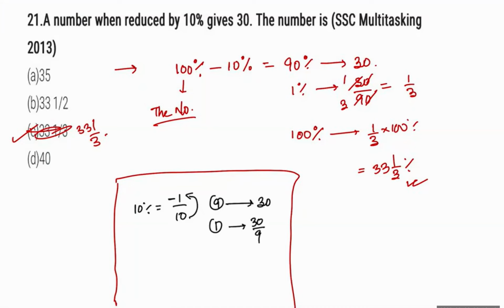So the original number is 10 units. The number is 30 into 10 divided by 9. After the 3 into 30, 3 3 is 9, it becomes 100 by 3, which is 33.33%. This is the fraction method.